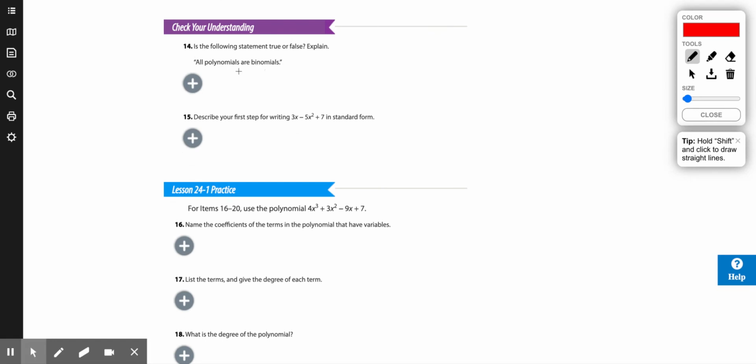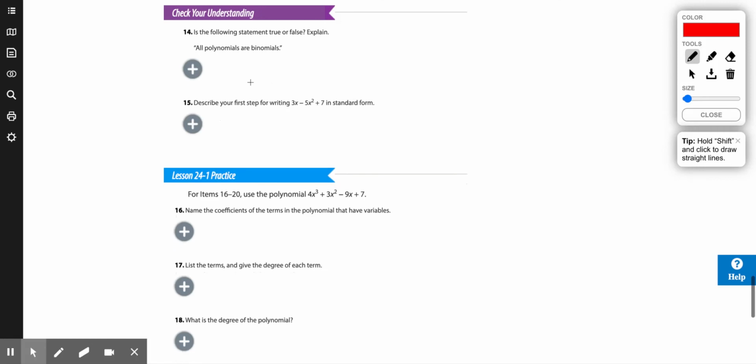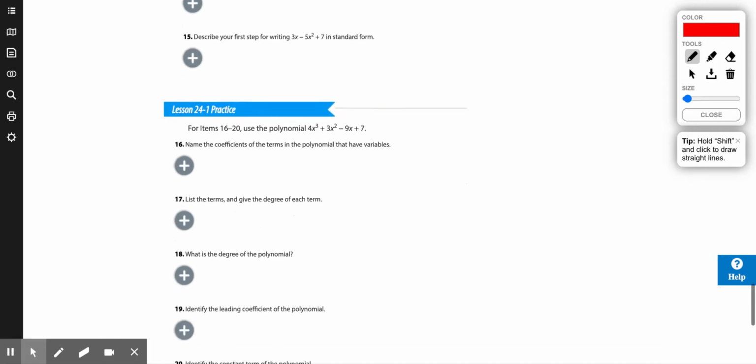Is this statement true or false? All polynomials are binomials? False, because polynomials could be monomials, or binomials, or trinomials, or quadrinomials. Polynomial includes all of them, but binomial is a specific form. So not all polynomials are binomials, but if you flipped it, all binomials are polynomials. So just semantics, the way the words are used.